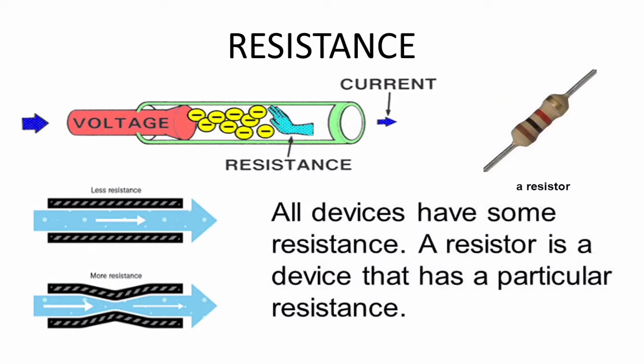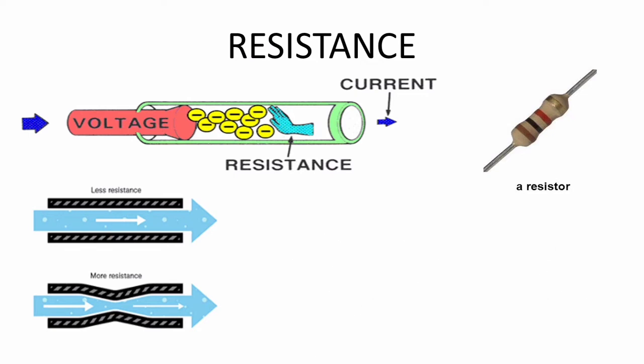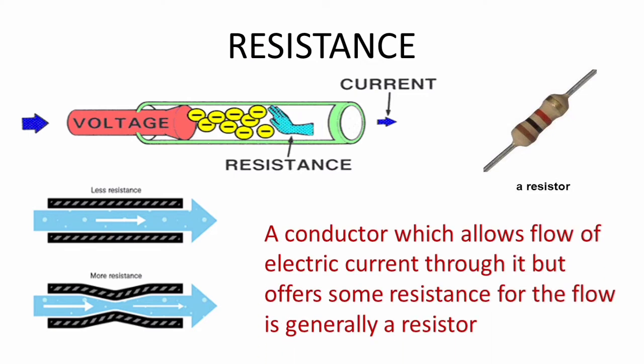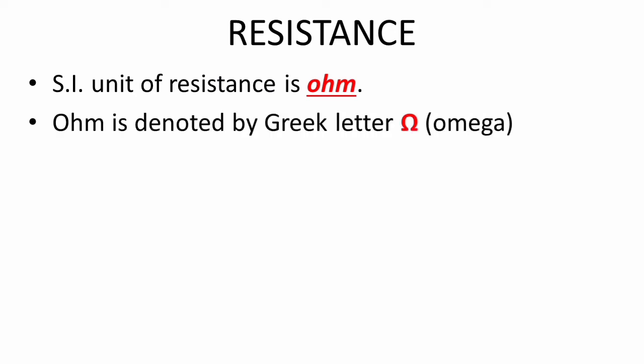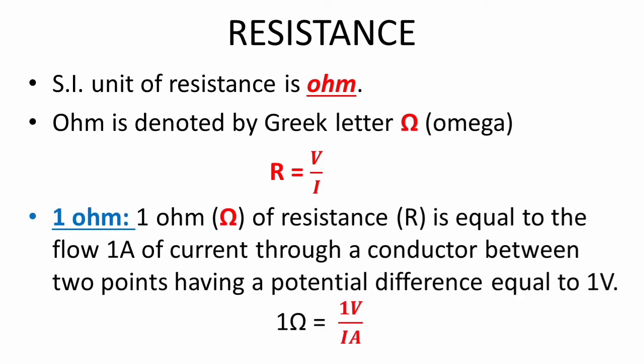A resistor is a conductor. So we can define a resistor as a conductor which allows flow of electric current through it but offers some resistance for its flow. The SI unit of resistance is ohm, and it is denoted by the Greek letter omega. Resistance R is equal to V by I. So, 1 ohm of resistance is equal to the flow of 1 ampere of current through a conductor when the potential difference is 1 volt across the ends of the conductor.